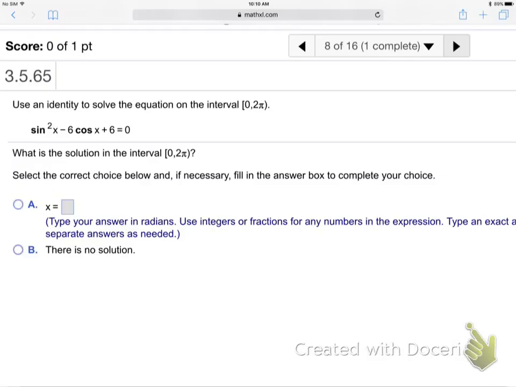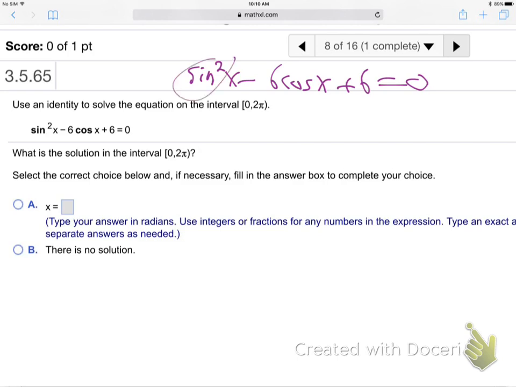So try that one. Do the first step. Let me write it up here. Sine squared x minus 6 cosine x plus 6 is 0. So do that first step. You see, oh, can't have a mix, can't have sine and cosine. Replace that sine squared, get it out of there, and put in its place 1 minus cosine squared, right? Then it'll all be cosine.